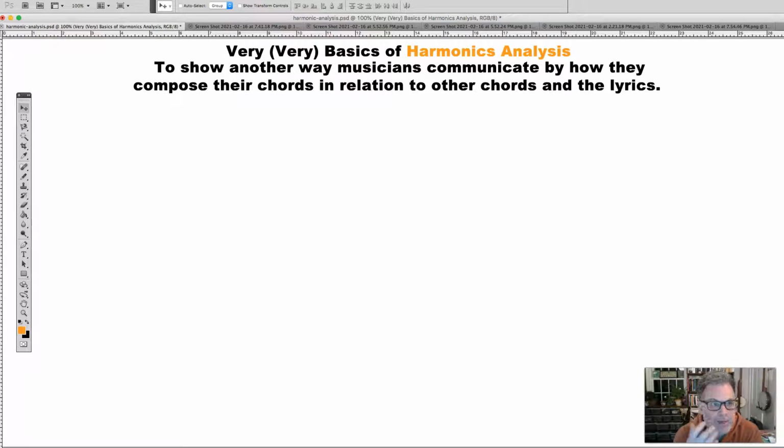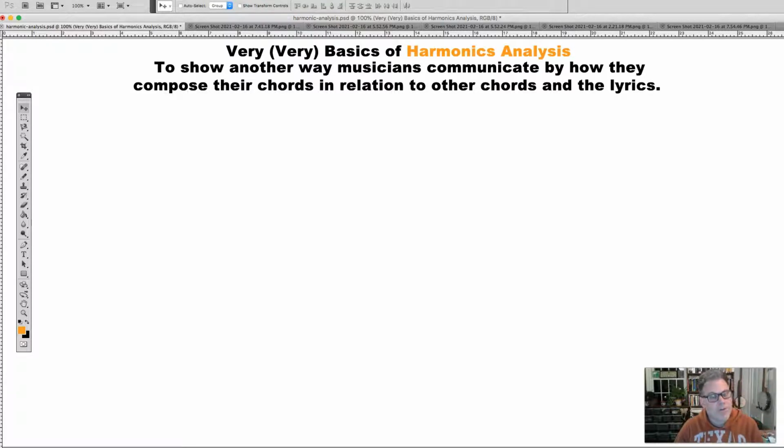And the goal of this for our class is to show another way that songs communicate with audiences, whether they're really aware of it or not. Musicians who know what they're doing when they're writing music incorporate certain practices to elicit certain responses from audiences, and they often do that through the chord progressions. And we're going to be analyzing that a little bit this semester.